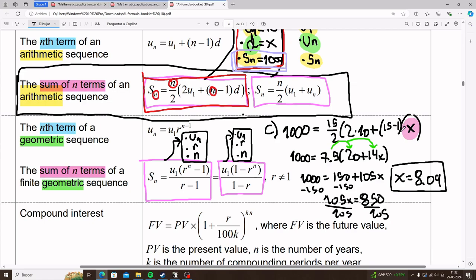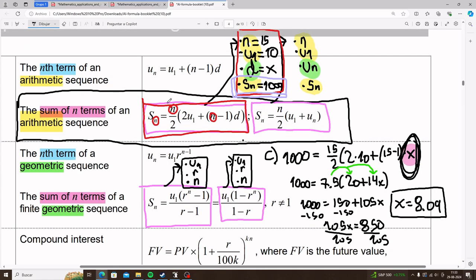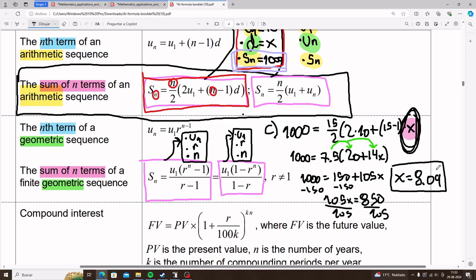So basically, in order for Dinah to reach 1,000 pendulums by day 15, this formula tells me that her common difference has to be 8.09. So if each day she creates 8.09 more pendulums than the day before, she's going to reach 1,000 by day 15. But the issue is, can you make 0.09 of a pendulum? How does that work?